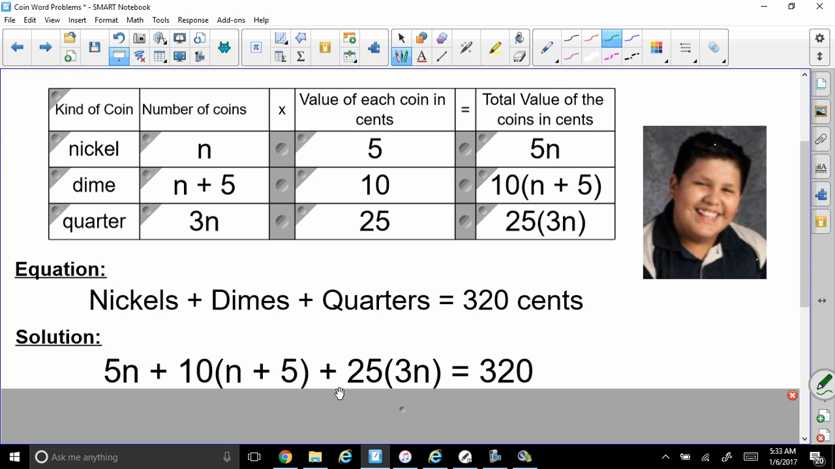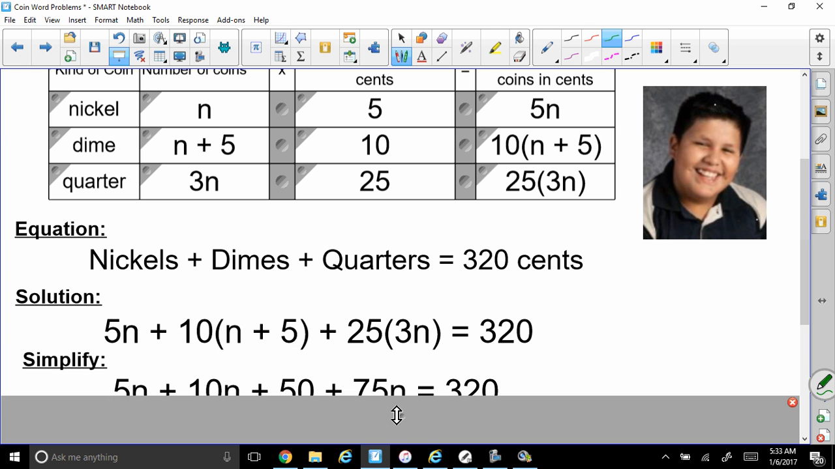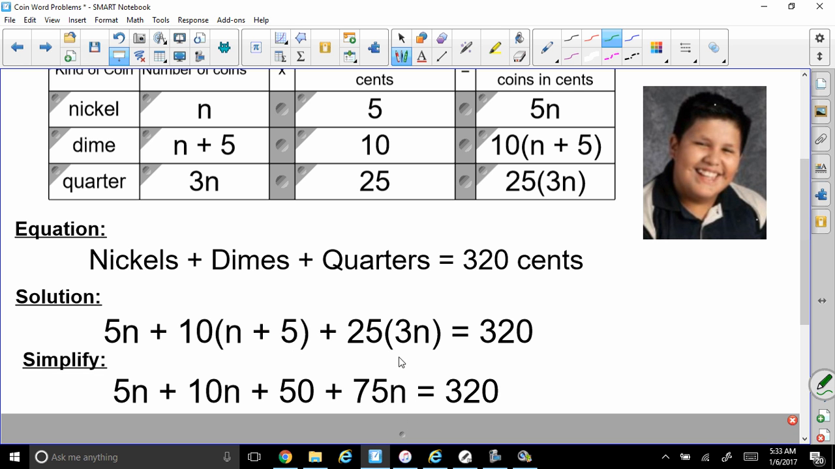So my solution, which I'm going to work out: the value of the nickels was 5N, plus the value of the dimes, which we represented as 10 times N plus 5, plus 25 times 3N, the value of the quarters, is going to equal 320 cents. Now let's simplify this a little bit. I'm going to finally distribute. Let's see my distribution.